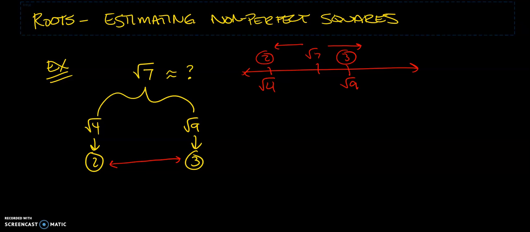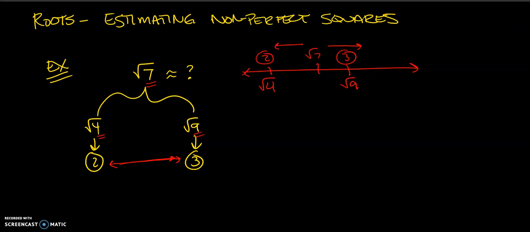Now think about that for just a moment. That makes sense, I hope. I'm utilizing my perfect squares, which I've memorized. The square root of 4 is 2. The square root of 9 is 3. The number 7 is between the number 4 and 9. So the result of the square root of 7 is going to have to be somewhere in between 2 and 3. So now here we use a little bit more estimating skills. Is 7 closer to 4 or closer to 9? Well, it's closer to 9, isn't it?